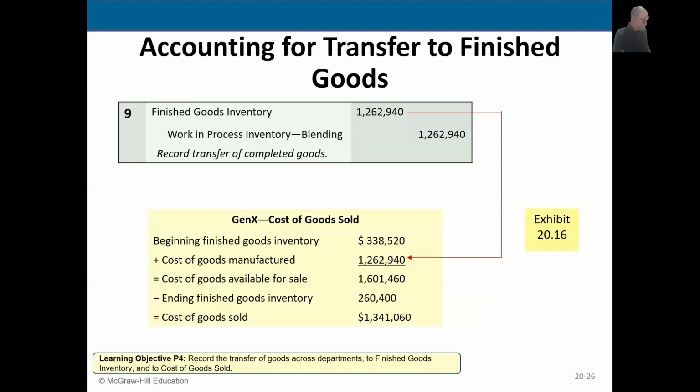And then as the blending is complete, we need to move the now finished product out of work in process and into finished goods. So we debit finished goods inventory and credit work in process inventory for blending. You'll notice that the work in process inventory for blending and the finished goods inventory is representative of the total cost of goods manufactured. Right? And you remember that formula from 2 weeks ago.